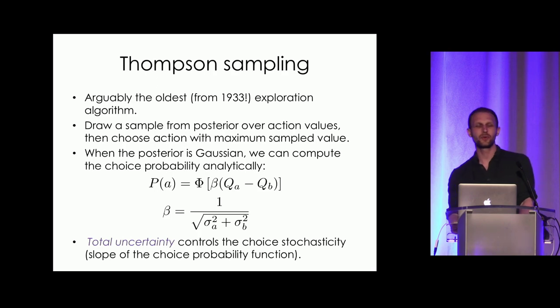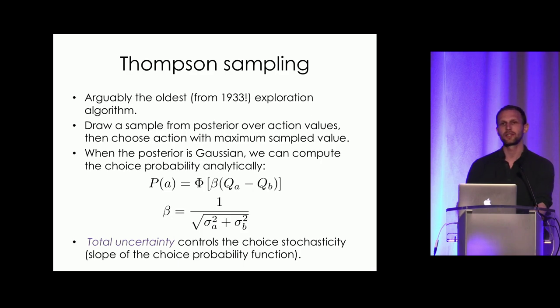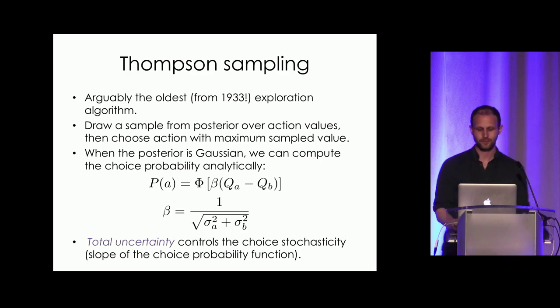In the case where you have a two-armed Gaussian bandit, this conveniently reduces to a Gaussian CDF, which is another sigmoidal probability function that looks a lot like the logistic sigmoid. And again, it's a sigmoidal function of the difference in value between the two options. And again, you have this coefficient. But the critical difference here is that the coefficient now is a function of the posterior variances. It's inversely related to what I'm going to call total uncertainty. So you're going to show greater choice stochasticity with higher total uncertainty.